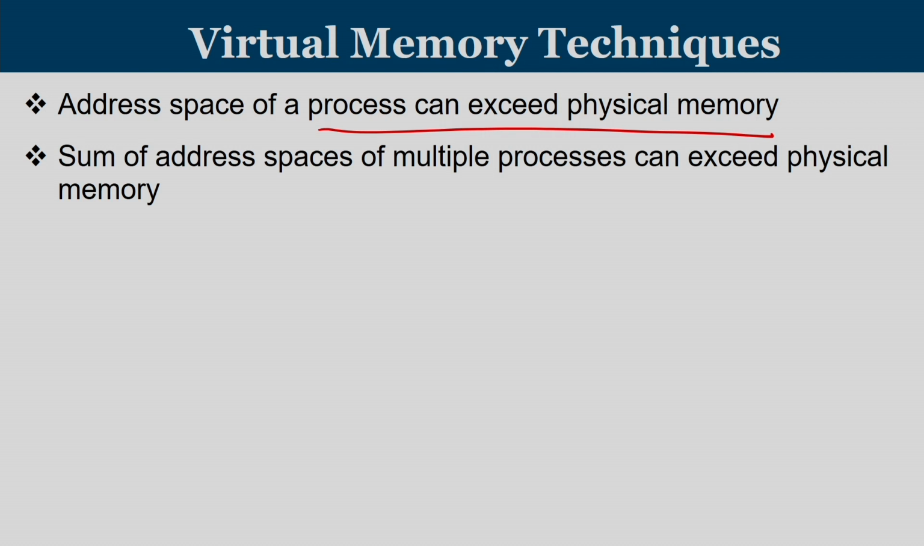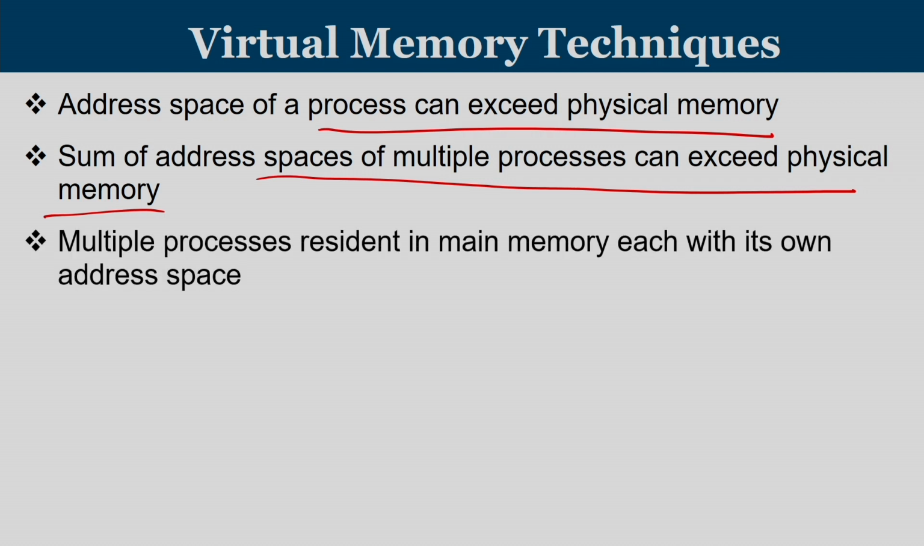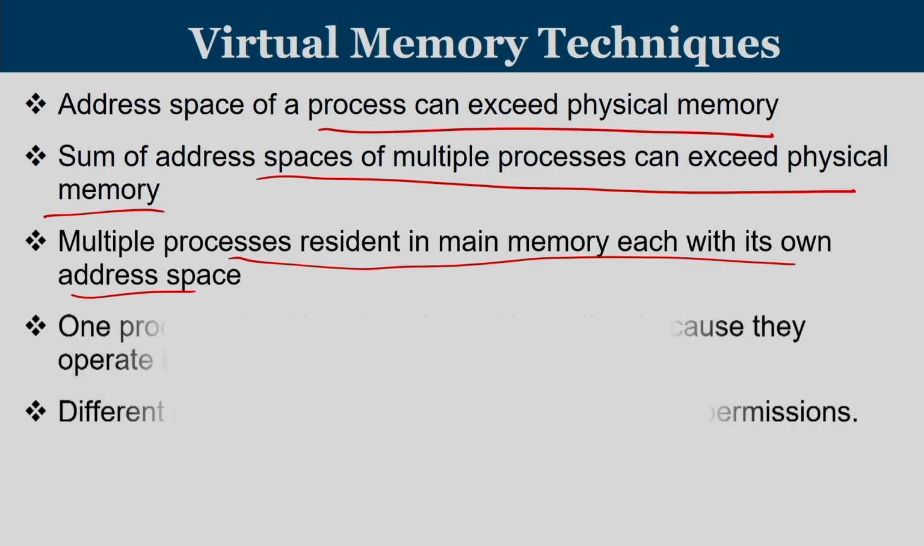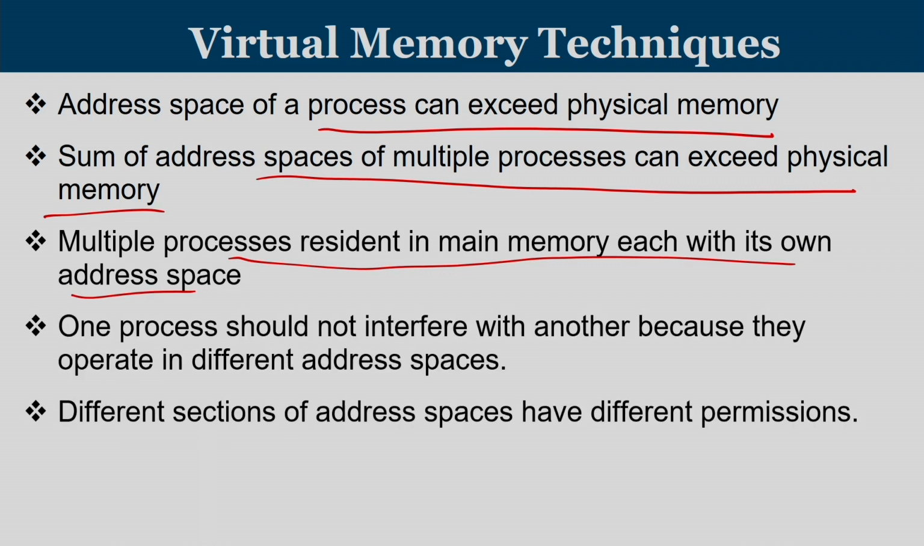Sometimes, when you are in a multi-programming environment, the sum of the address space of multiple processes, let us say you have 3 programs A, B and C, can exceed the physical memory as well. We have scenarios in which multiple processes are resident in the main memory, each with its own address space. And we sometimes require another kind of restriction, where one process should not interfere with another because they operate in different address spaces.